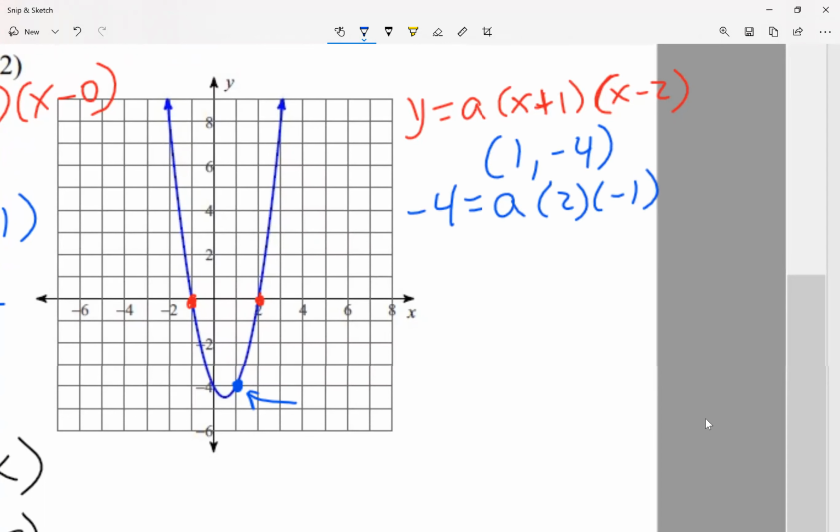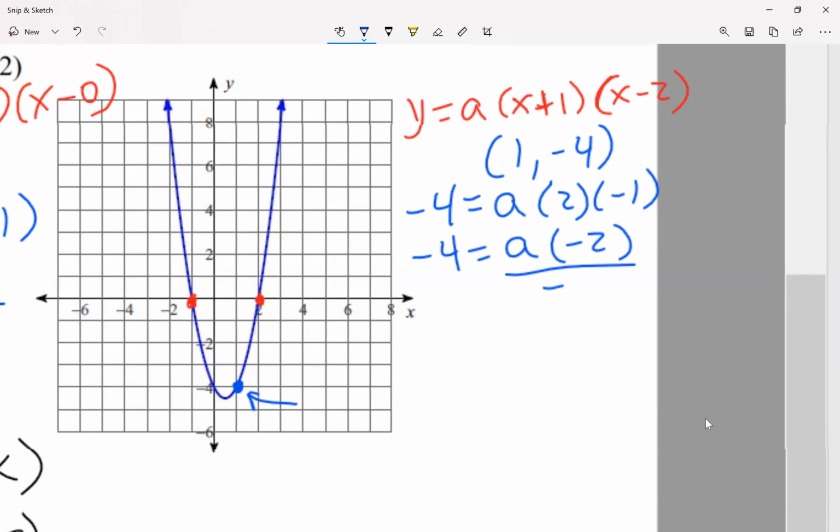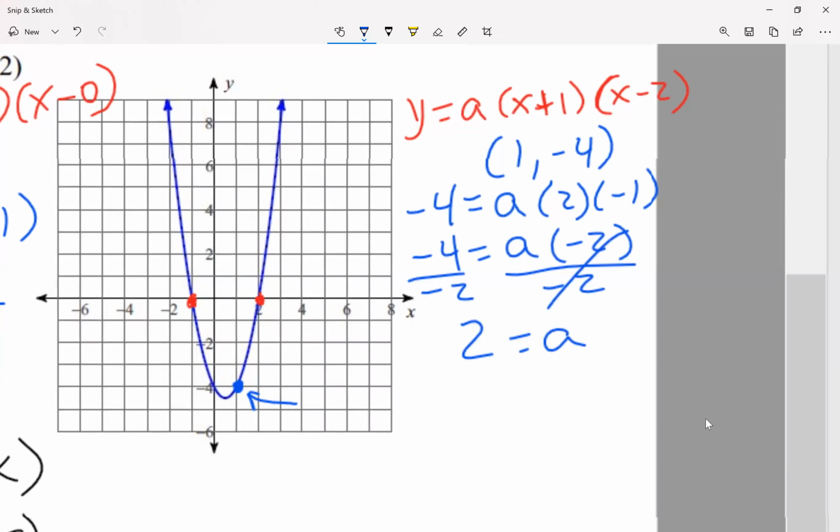Right, I'm using 1 for x. So x plus 1 gives me 2. x minus 2 gives me -1. Remember, I use 1 for x. So I have that -4 is equal to a times -2. I multiply my two parentheses at the end. To get the a by itself, let me divide by -2. That's when I keep my a by itself. I know negative divided by negative is positive. 4 divided by 2 is 2. So my aperture is 2.